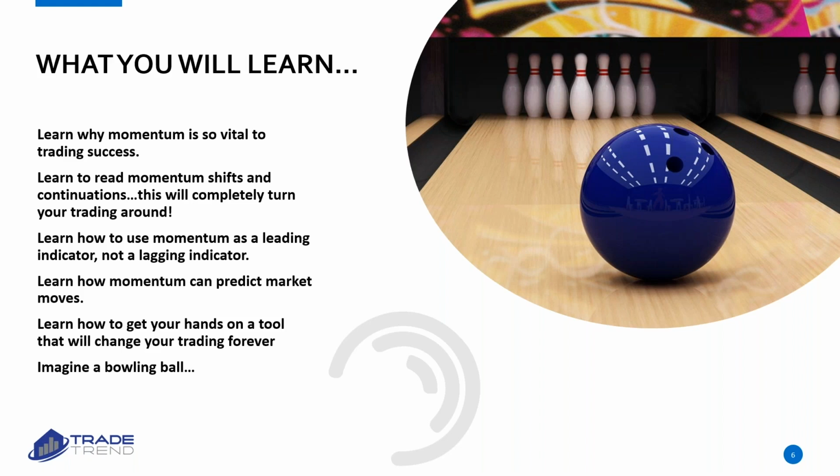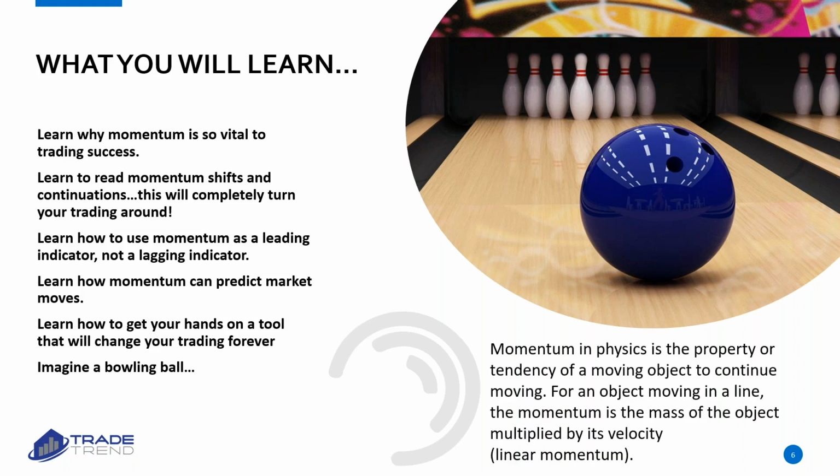We just know by observation that it occurs. So I'm not going to give a physics lesson here, but just to give you an idea of why this happens and what momentum is outside of trading, it's the property or tendency of a moving object to continue moving at its most basic definition. And for an object moving in a line, the momentum is the mass of the object multiplied by its velocity. This is referred to as linear momentum in physics.